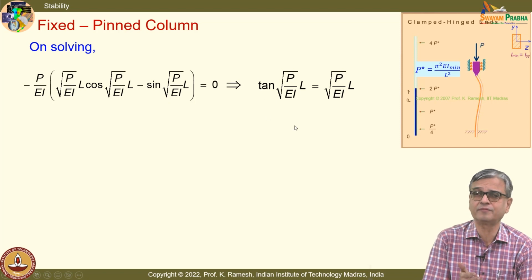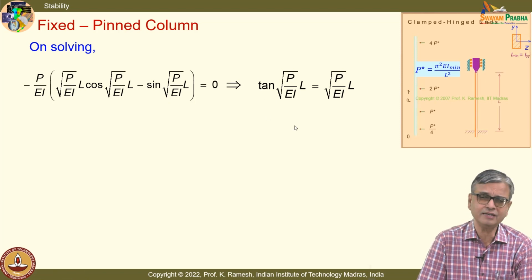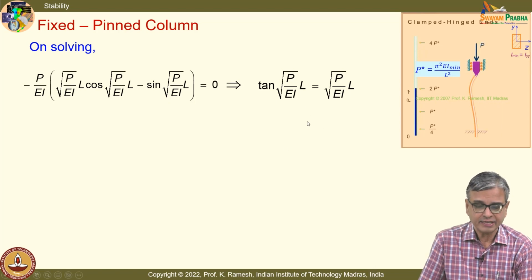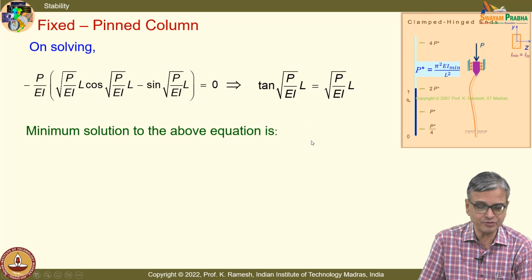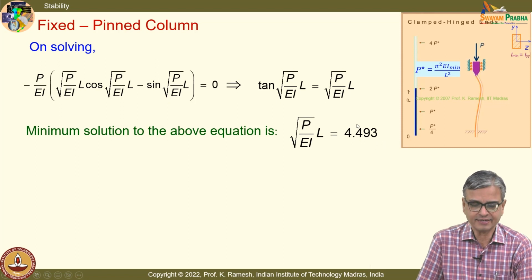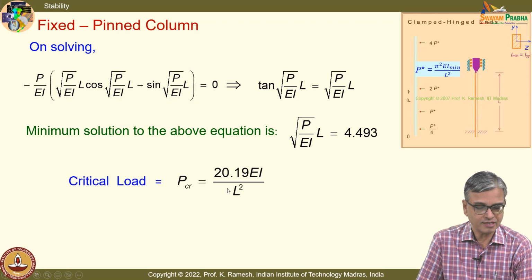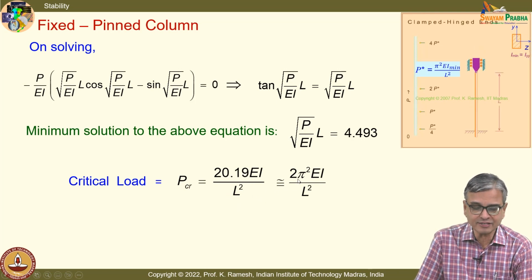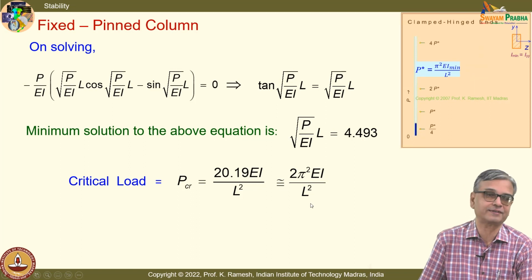One can solve it easily by a graphical method or analytically also you can solve. And when you solve it, this happens to be a value 4.493, and it's inconvenient to look at as this number. We'll also simplify it. So, the critical load is obtained as 20.19 EI by L square, which is approximated as 2 pi squared EI by L square.